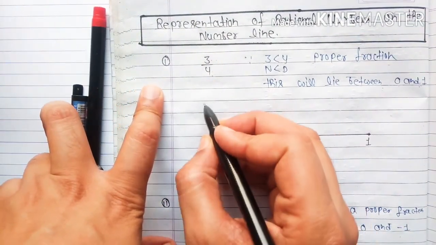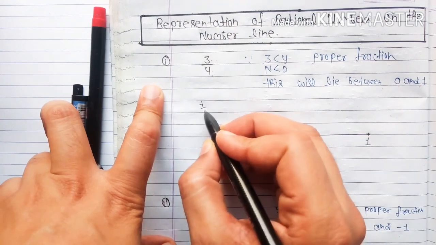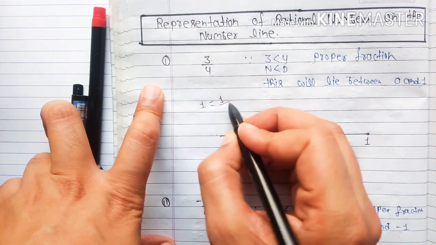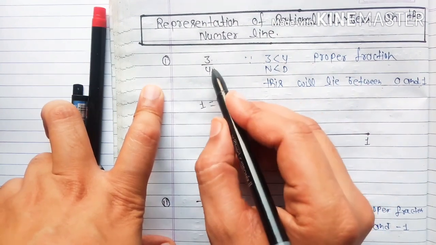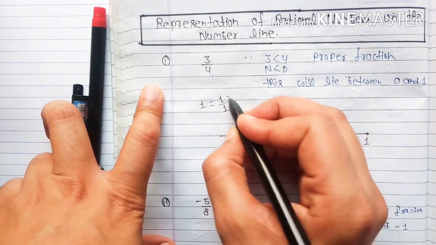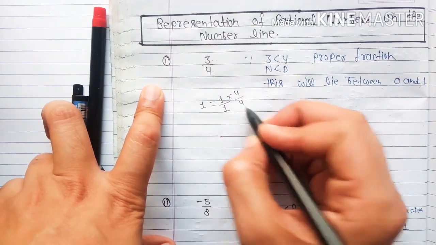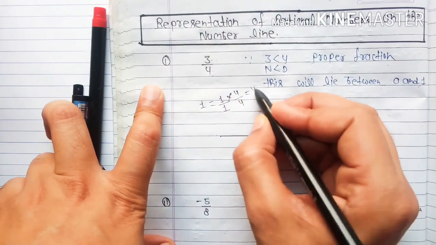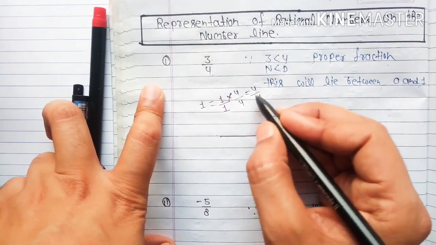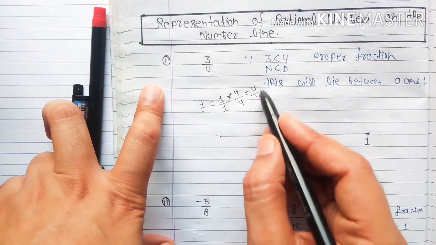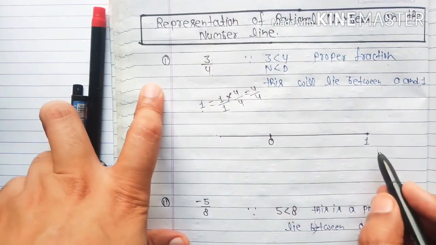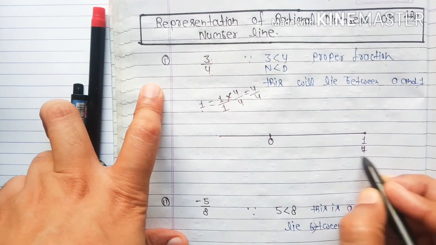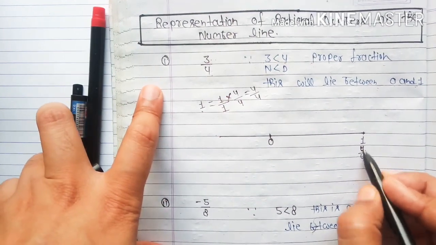Then you can write 1 as 1 upon 1. What is its denominator? You can multiply both numerator and denominator with 4. It will give 4 by 4. This is nothing, 4 ones are 4, it is 1. But you can write it in the form of 4 upon 4. This means you can write 1 in the form of 4 by 4.